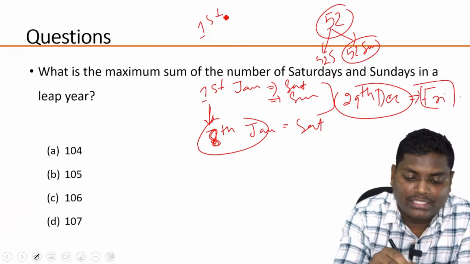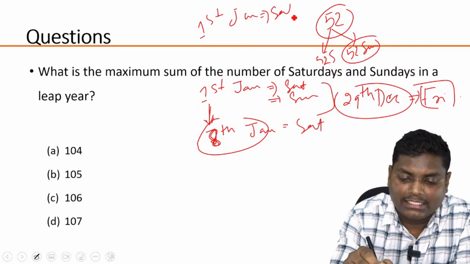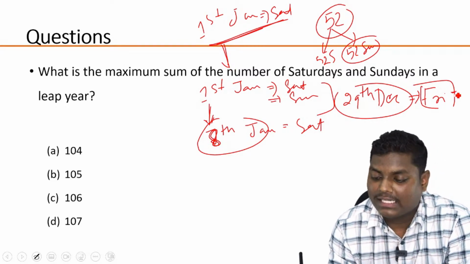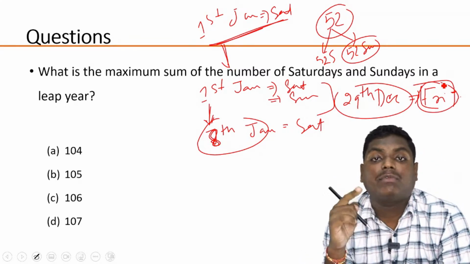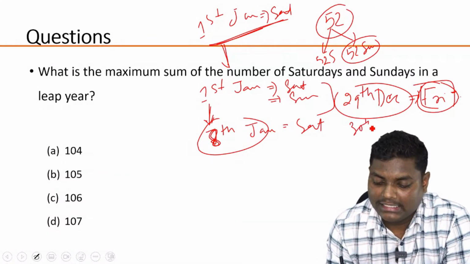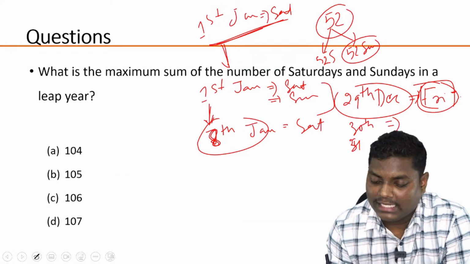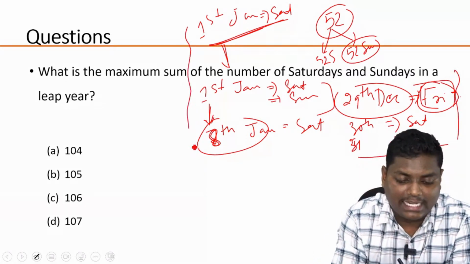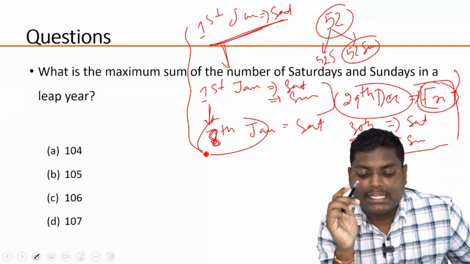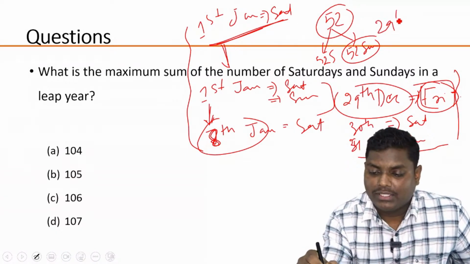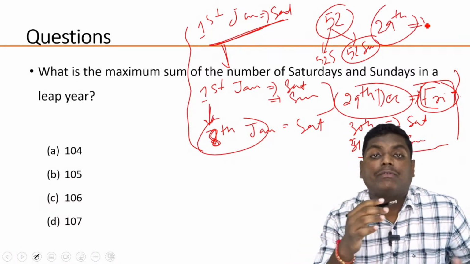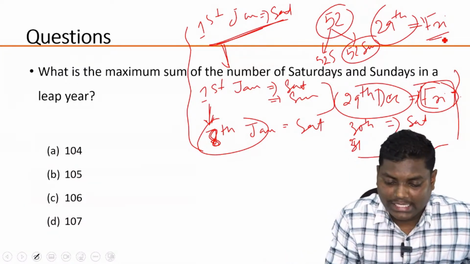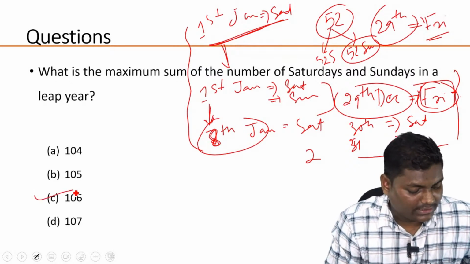If we take the 1st Jan to be Saturday, and we solve it for the 52nd week, the last day of the 52nd week will be a Friday. So the 29th December will be a Friday. So on 30th and 31st December, we can again have Saturday and Sunday extra. You can try this out. If you start with the 1st Jan as Saturday, the 52nd week will end on Friday, 29th December. So these 2 days will be extra, and we'll get 106.